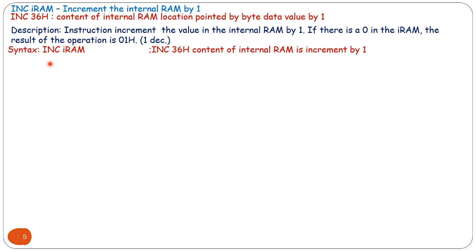INC IRAM, that is internal random access memory, increment 36. 36 is the address of internal RAM. That content will be incremented by 1, like this.